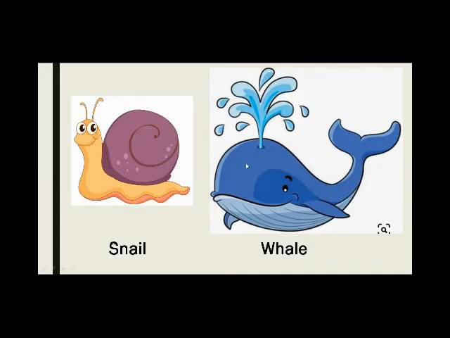Now, can you name this animal? This is a whale. This is the largest animal in the sea or the land. Whales can live on the surface of the sea. Whales have blowholes. Can you see these holes? Can you see this part?